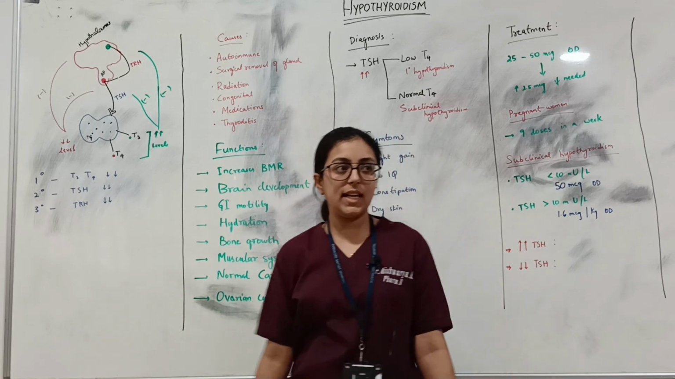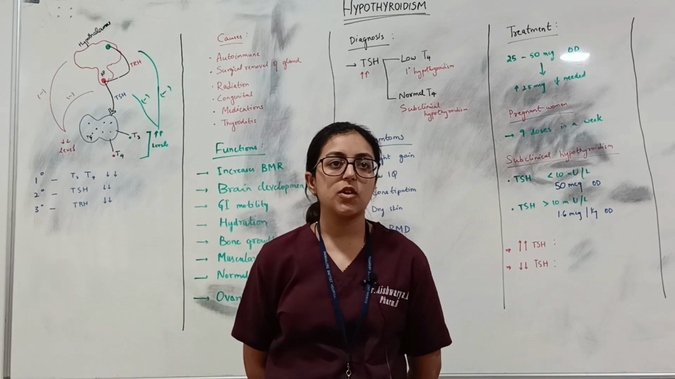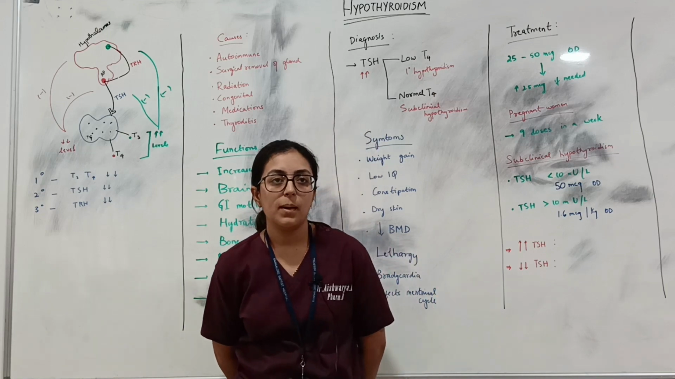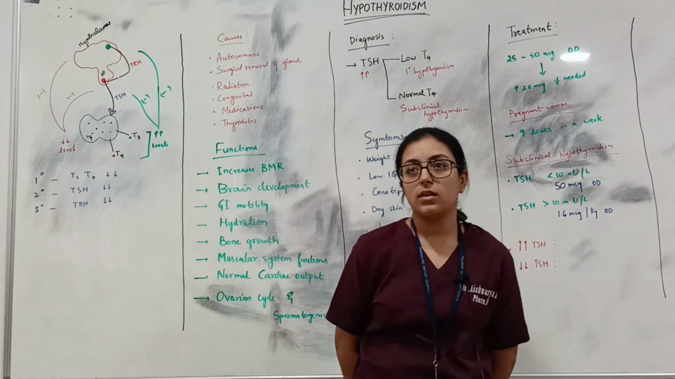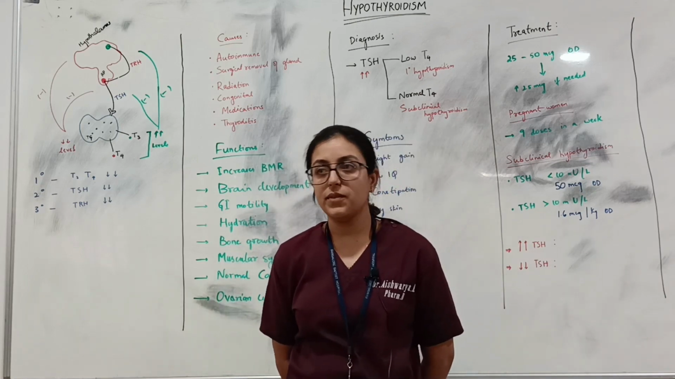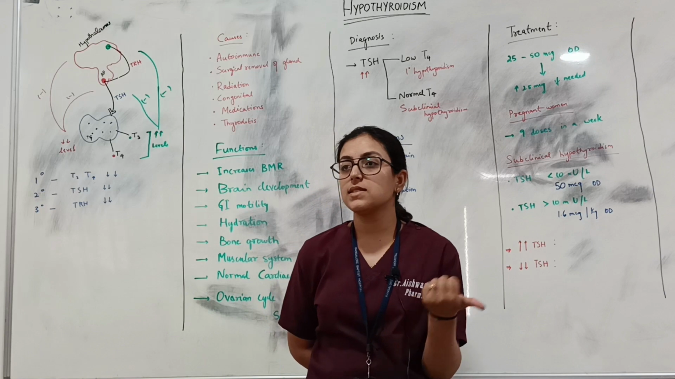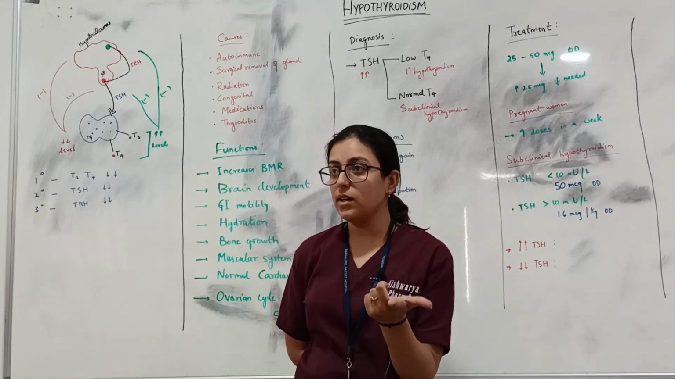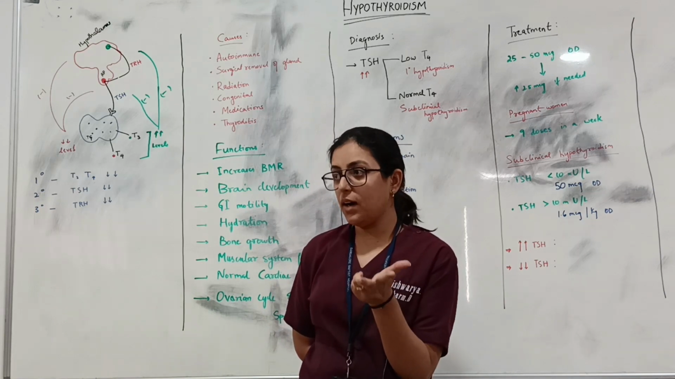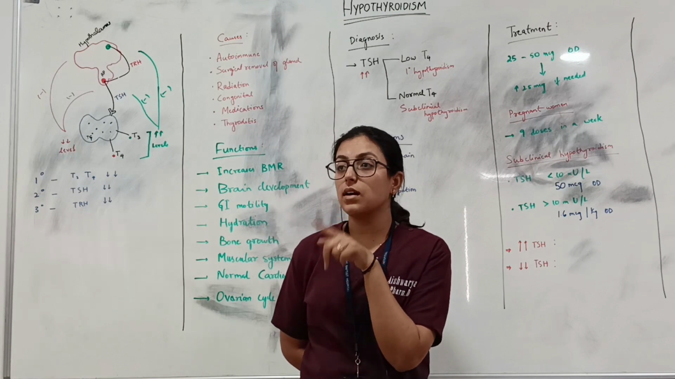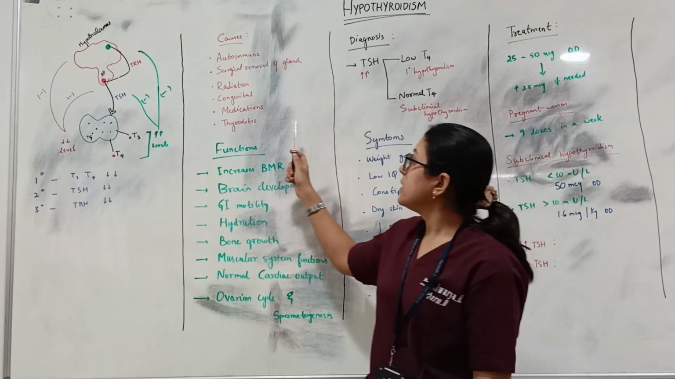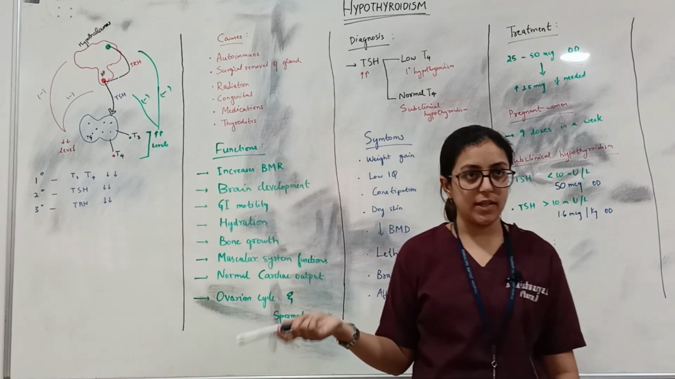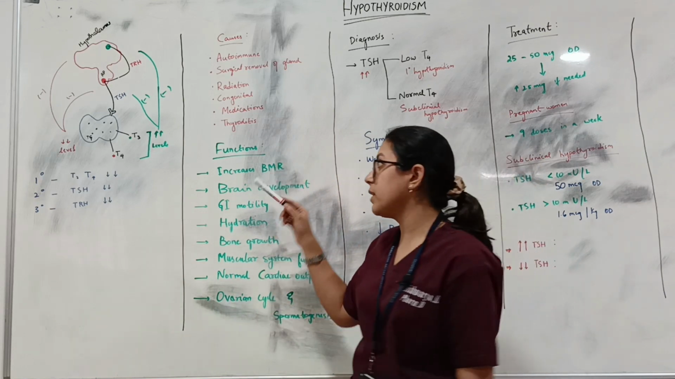Does anyone know any of the medications which cause hypothyroidism? There are four most known ones: lithium, amiodarone, interferon alpha, and interleukin 2. All of these cause hypothyroidism. Then thyroiditis, that is inflammation of the thyroid gland, also causes low production of thyroid hormones.